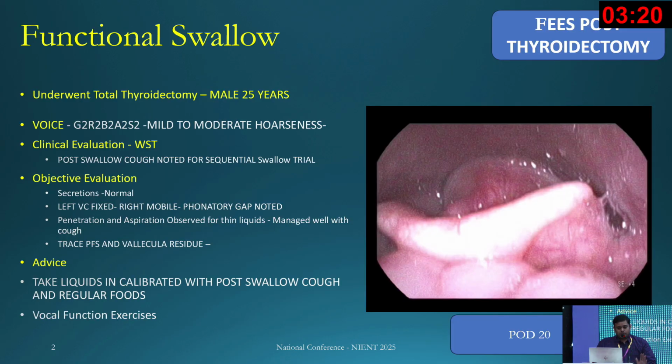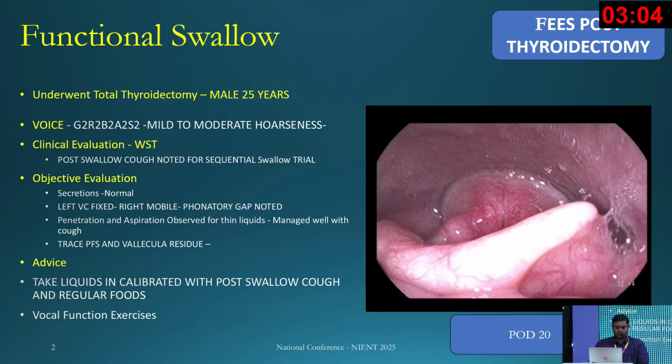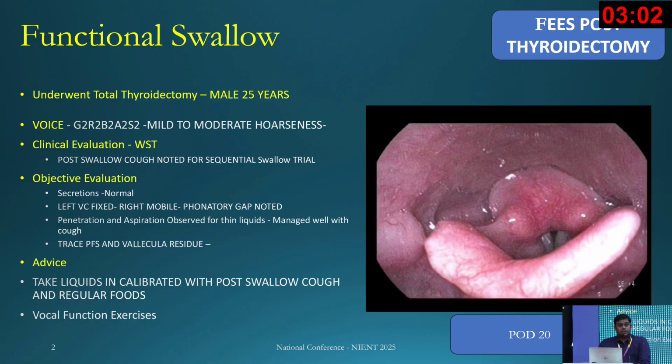Okay, I would like to go with a small case example. This patient underwent total laryngectomy with mild to moderate hoarseness, and after the clinical evaluation, we found there was a small post-swallow cough in the modified water swallow test and objective evaluation. I'll play the video of the FEES procedure we have done.